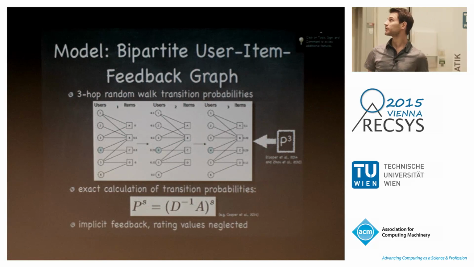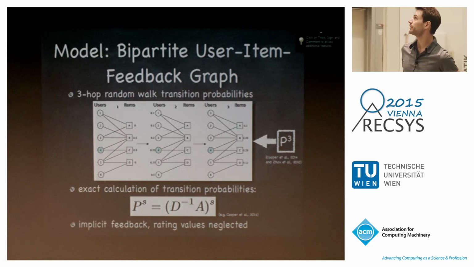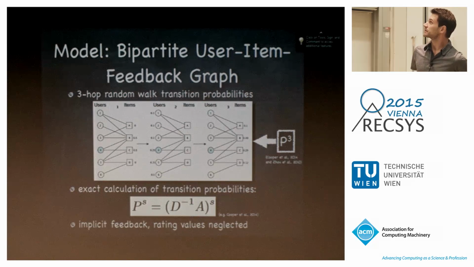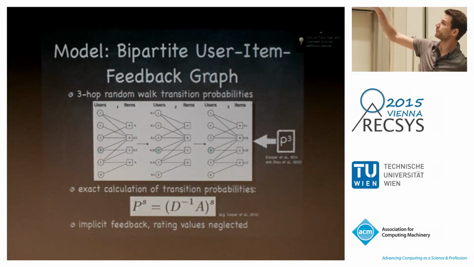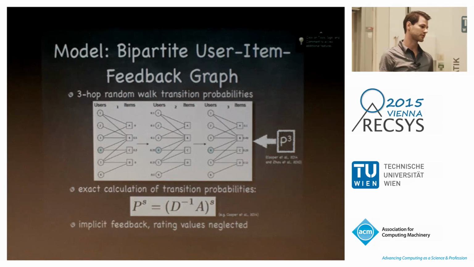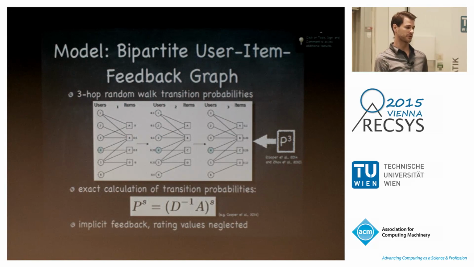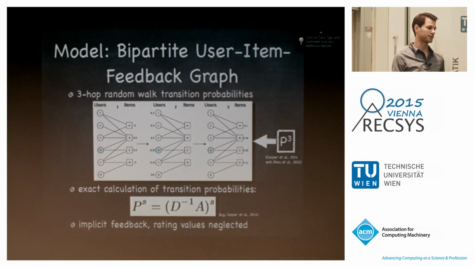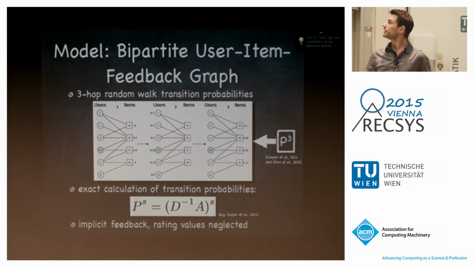With this data model, we can generate a recommendation list by calculating, for instance, random walk transition probabilities. That's what you can see here in this figure, the small numbers beside the vertices. An especially useful method is calculating the 3-hop transition probabilities, so the transition probability after a random walk of length 3. And that's also what you can see here in this figure.